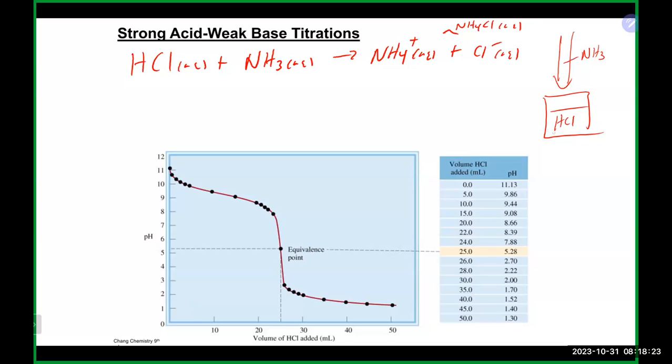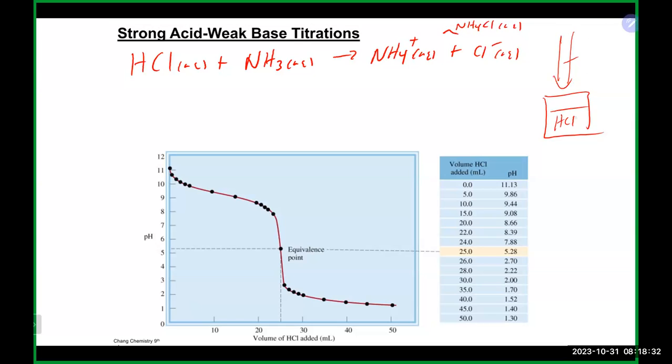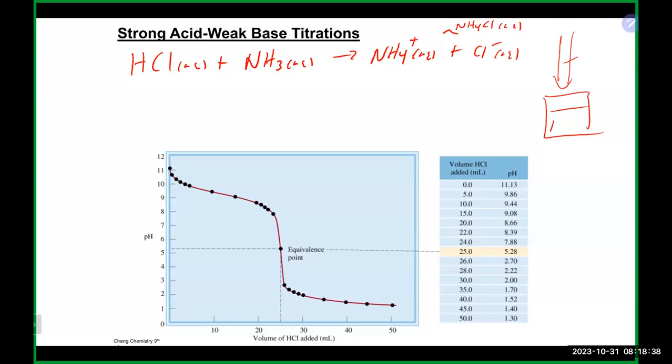And that's because at the very beginning, I'm sorry, I put that backwards, didn't I? Let's try that again. Take two. Here we go. Otherwise, my curve would look the other way, I suppose. The NH3 is in the bottom here, and we're actually adding the acid in this case. There we go. That looks a little better.